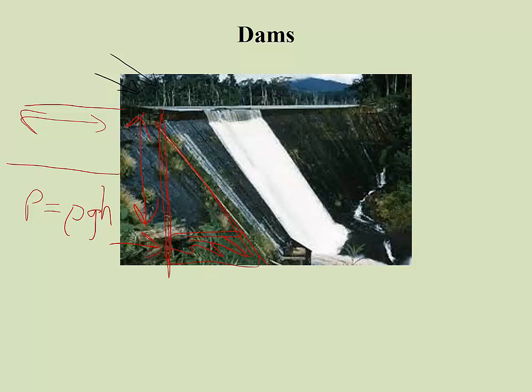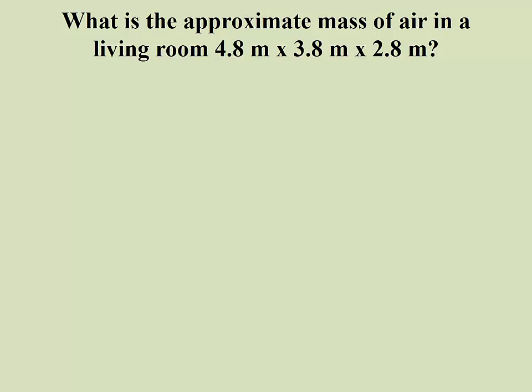All right, let's take a look at some examples. Let's go back for a minute to density. What is the approximate mass of air in a living room 4.8 meters by 3.8 meters by 2.8 meters? Well, remember that density is mass per volume. The density of air, if we go back and take a look at our chart again for a minute, we find out that the density of air is 1.29 kilograms per cubic meter.